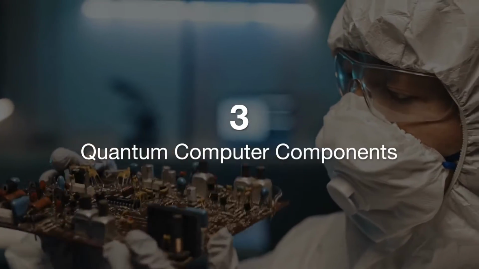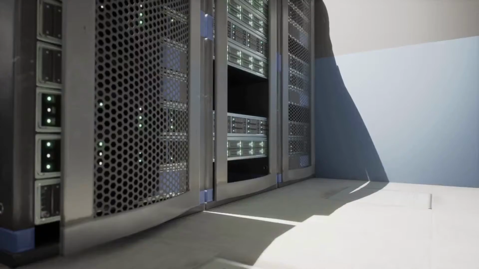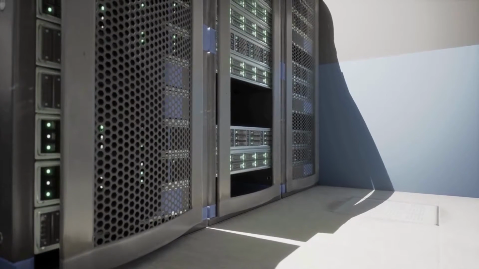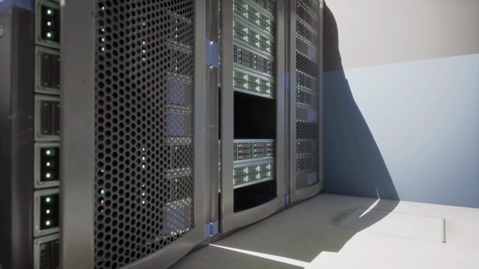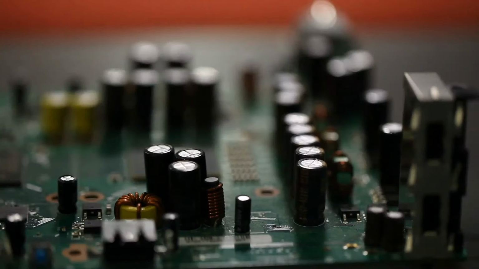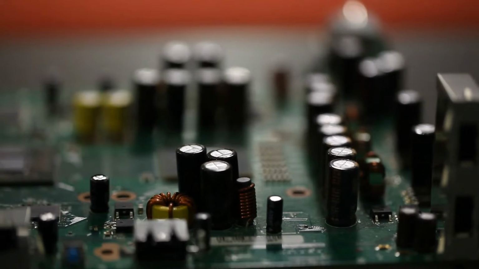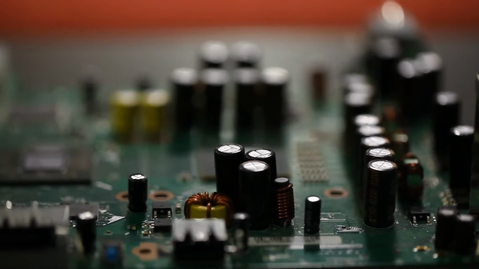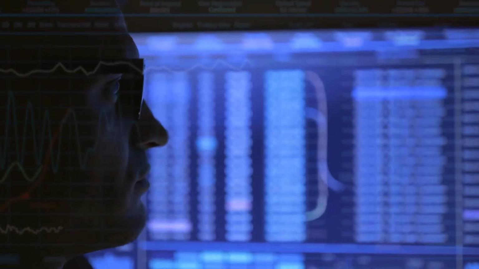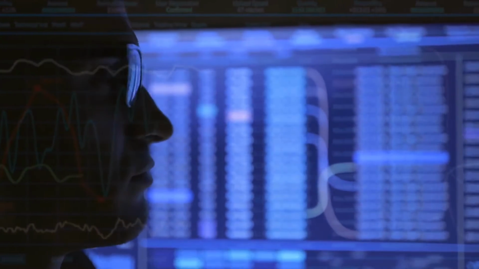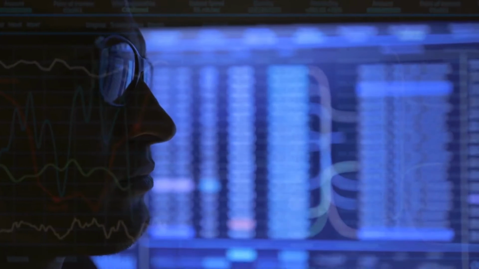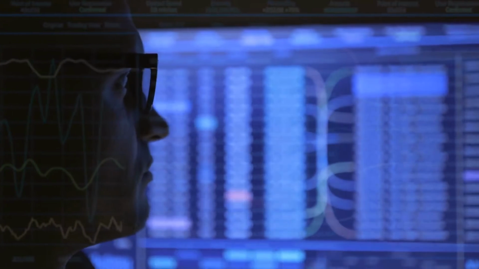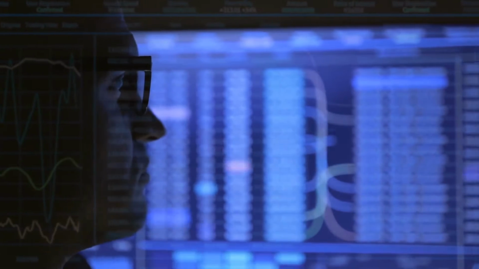Part 3. Quantum computer components. Embarking on the quest to build a quantum computer demands a formidable arsenal of specialized components. From dilution refrigerators for supercooling qubits to intricate superconducting circuits and quantum chips, each component plays a pivotal role in orchestrating the intricate dance of quantum mechanics. While the road to quantum supremacy is fraught with challenges, the allure of unlocking unparalleled computational capabilities drives the relentless pursuit of innovation.